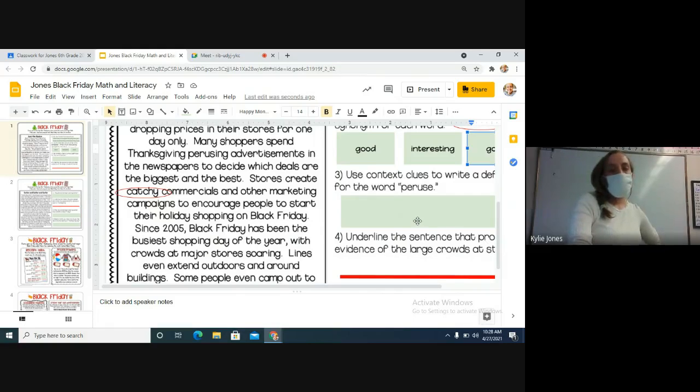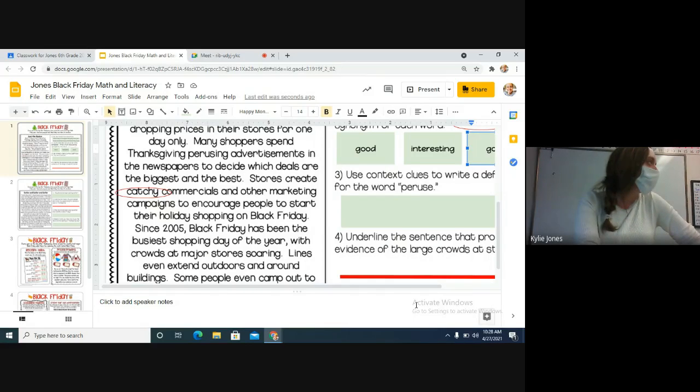Peruse. I hear a lot of us mixing up pursue, which is to go after or follow somebody or something, like to pursue a career. Peruse has the S and the U switched, so you need to be careful with words like that. English is one of those weird languages where we just have different rules for different words.